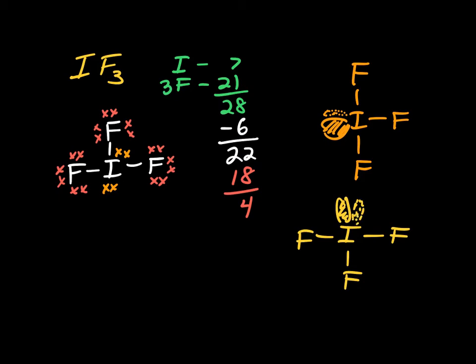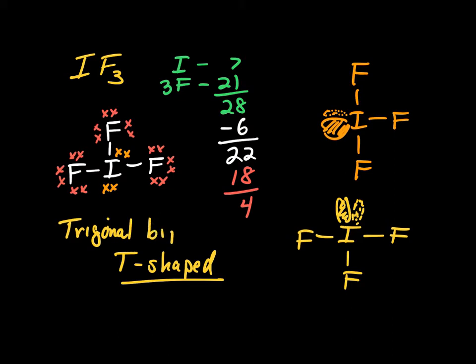right, you can see why this is called the T-shaped structure, right? So the overall electron regional geometry is still our trigonal bipyramidal, but the bond geometry leaves it as T-shaped.